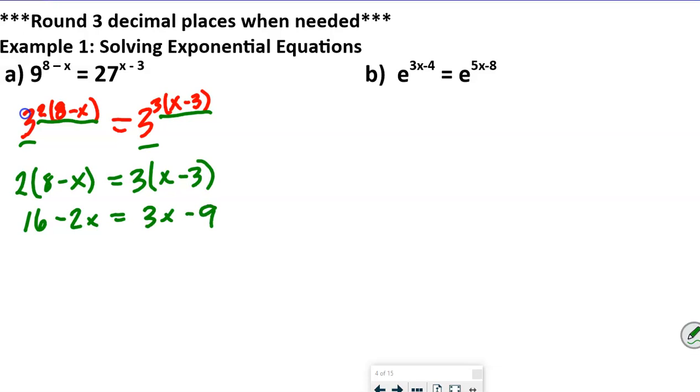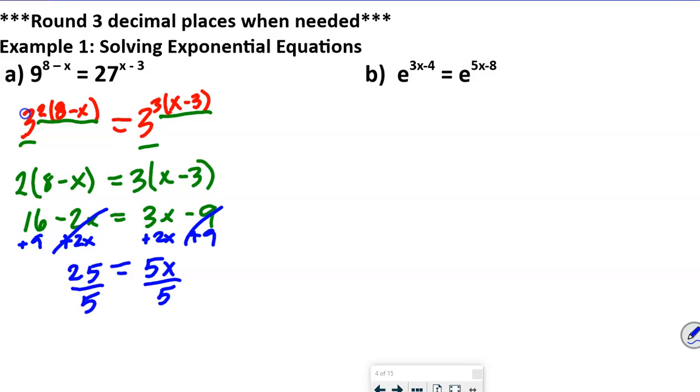I don't like dealing with negative x's, y'all, because I know for you guys sometimes it causes an error. So I'm going to add 2x to both sides. And at the same time, I'm going to move that 9 to the other side. So that gives us 25 over here. That's gone, right? And that's equal to 5x. And this is gone. So then we're going to divide both sides by 5. So x is going to be equal to 5.